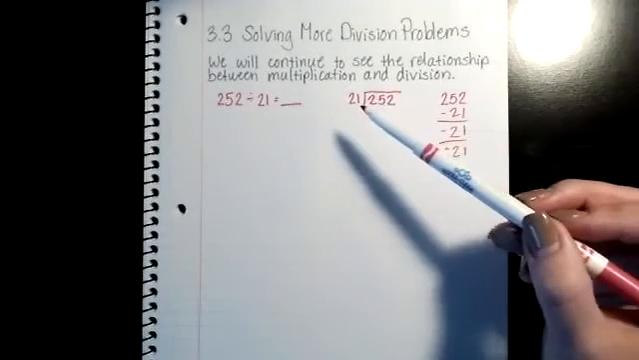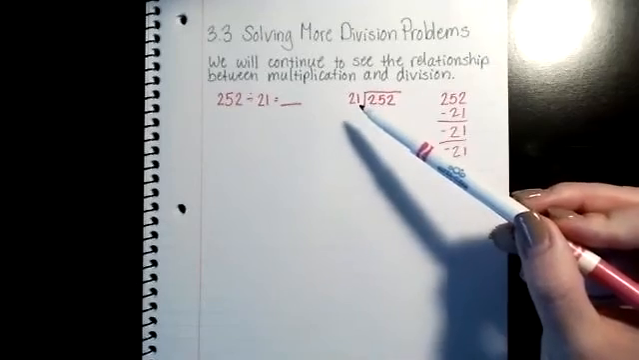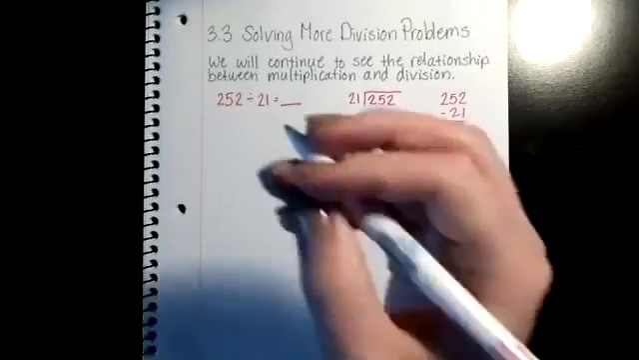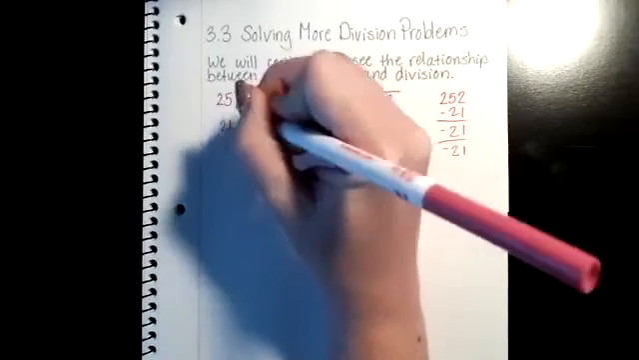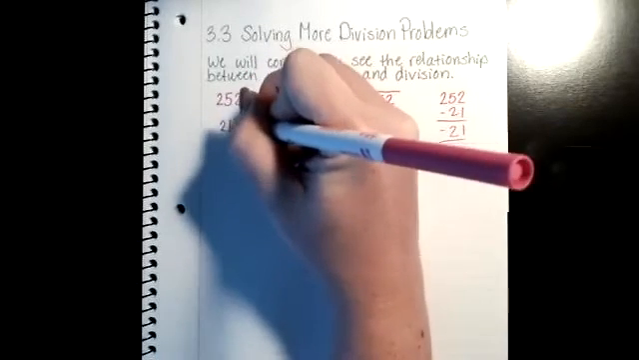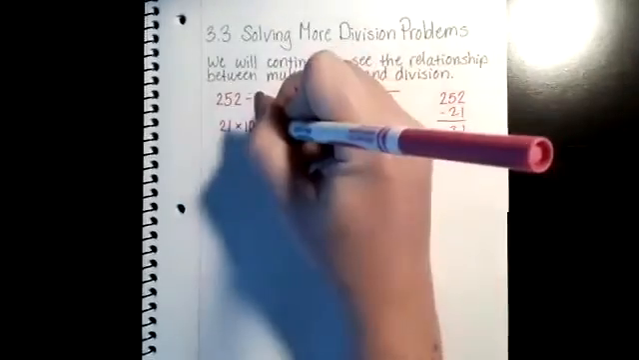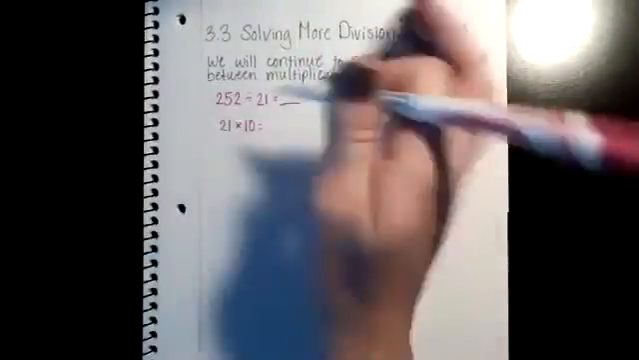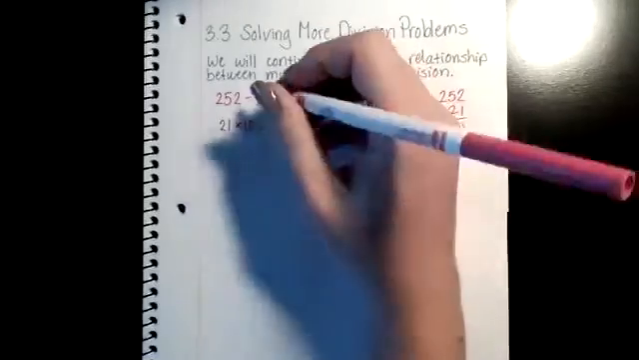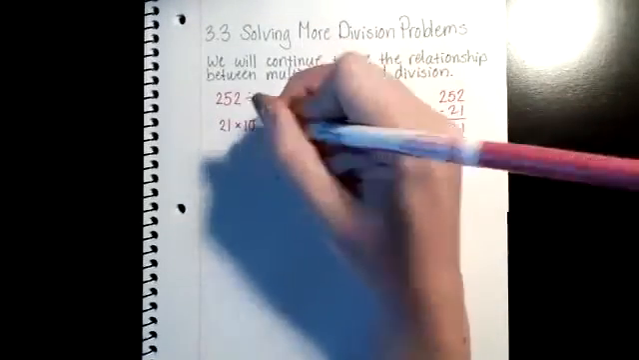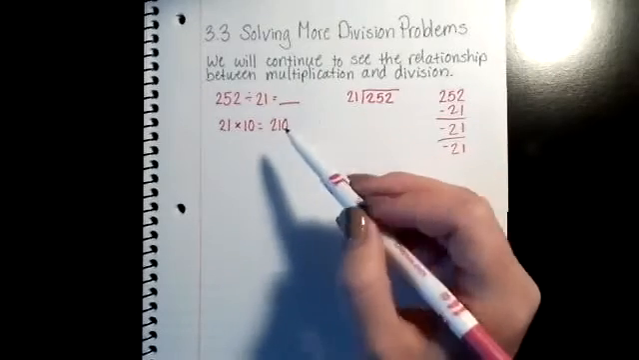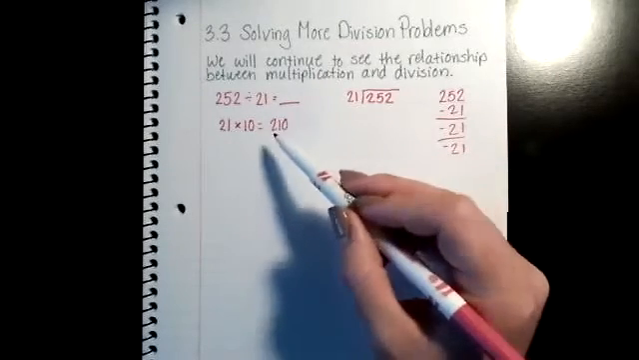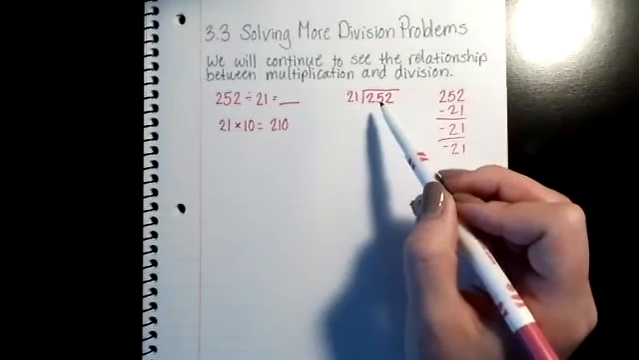So here's what I'm going to do. I'm going to start out by looking at what I do know about my multiples of 21. I'm going to start with an easy one, which for me is always the tens. Let me think about 21 times 10. Well, I know that 21 times 1 is 21, and then it's going to move over a place value, so it's 210. Okay, so 210, that is less than 252.